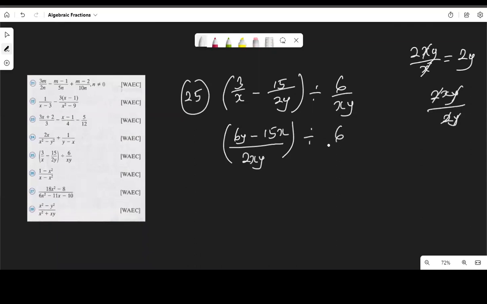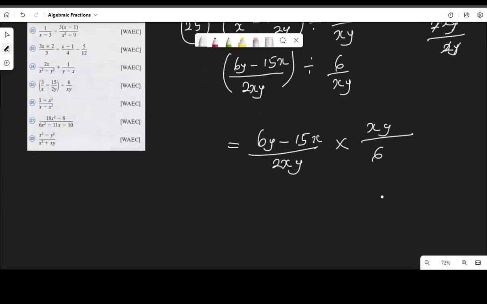Then divided by 6 over xy. This will be 6y minus 15x over 2xy. When dividing by a fraction, the sign of division will change to multiplication. Then we multiply by the reciprocal of this fraction. So I have x y over 6. Xy will cancel xy. So I have 6y minus 15x over 2 times 6, which is 12.